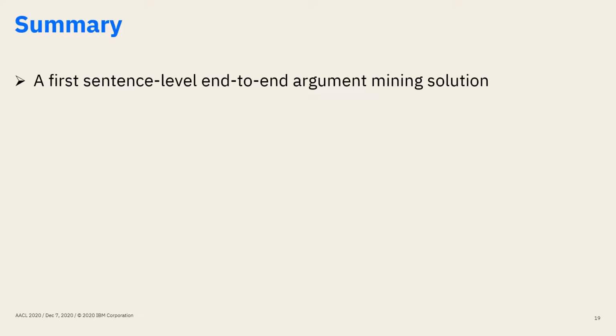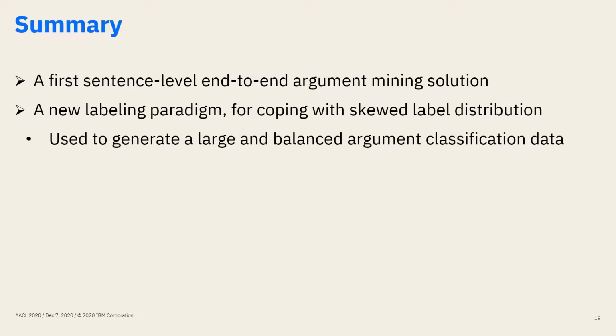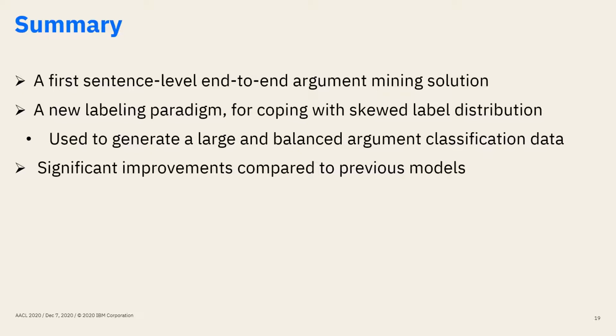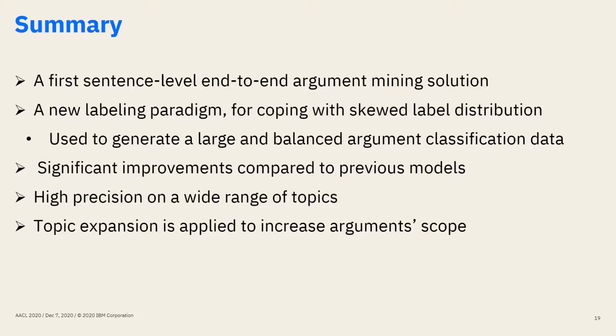Before we move on to describe related work, let's summarize the parts describing the argument mining component of the Debater system. We present a first sentence-level end-to-end argument mining solution. We introduce a new labeling paradigm for coping with skewed label distribution, and this paradigm enables us to generate a large and balanced argument classification data. We use this data to train the powerful BERT model and gain significant improvements compared to previous models. The system achieves high precision on a wide range of topics, and we also use topic expansion in order to increase the argument's scope.